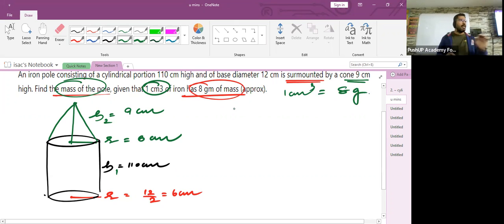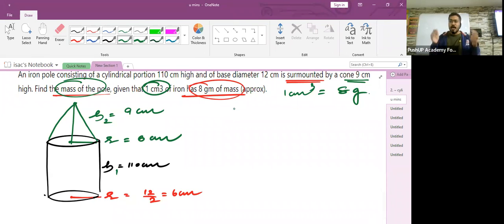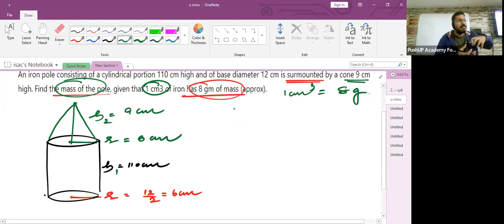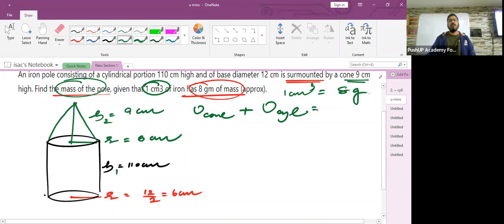Children, I told you, when they have used 1 centimeter cube, you should understand that they want us to find the volume of the solid, isn't it? So how will you find the volume of these two solids when they both are attached to each other? First, you will find the volume of the cone. Then you will find the volume of the cylinder and you add both of them. What do you get? The volume of this entire solid, right?